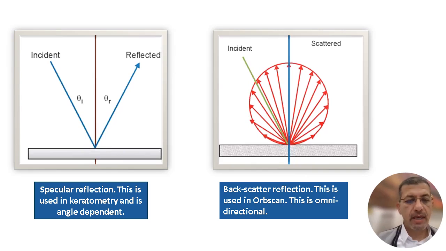The Orbiscan 2 is the successor of the Orbiscan 1 because it combines both the Placido disc as well as the scanning slit. Now, the Placido disc is based on the principle of specular reflection, that is, the incident rays and the reflected rays have the same angle and are reflected from the anterior surface of the cornea. Hence, it has good information about the curvature.